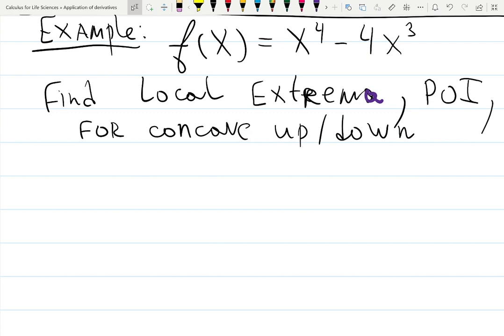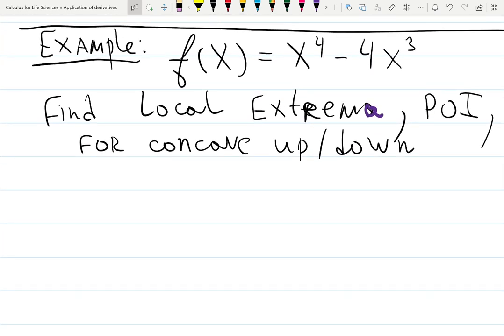Example: here's the function. It's a fourth power, x to the 4 minus 4x cubed. Find everything: find local extreme values, local extrema, which are local maximum and local minimum. Find POI. Find where the function is concave up and concave down. All of that kind of stuff. So everything. And min max. Oh, that's already there. Good.